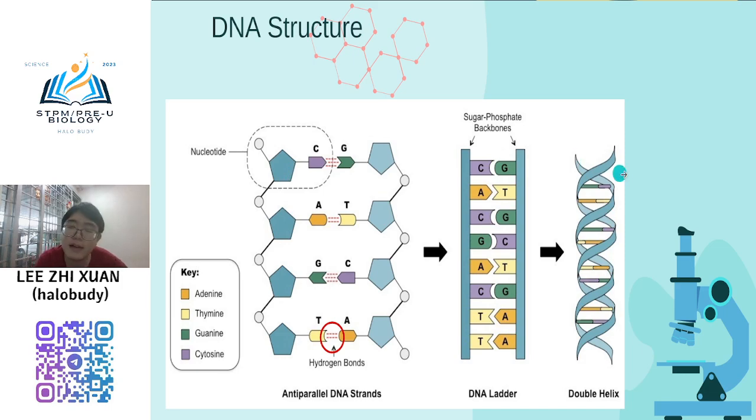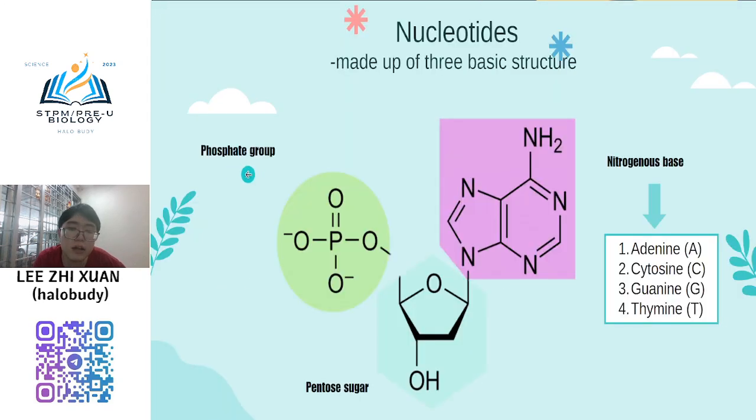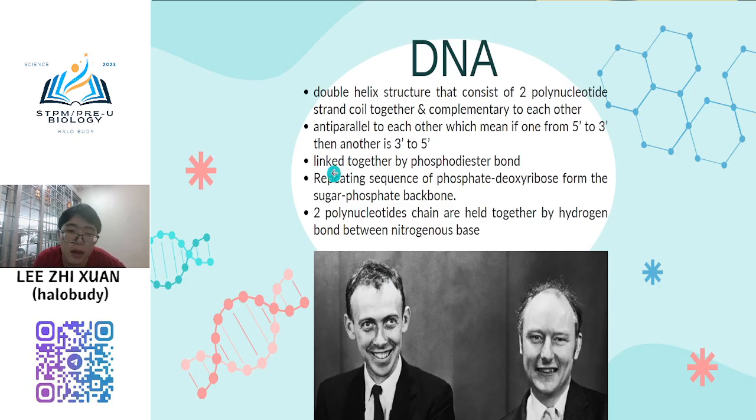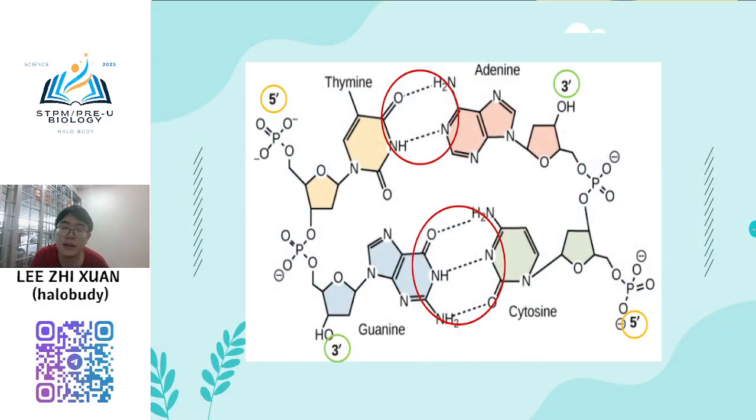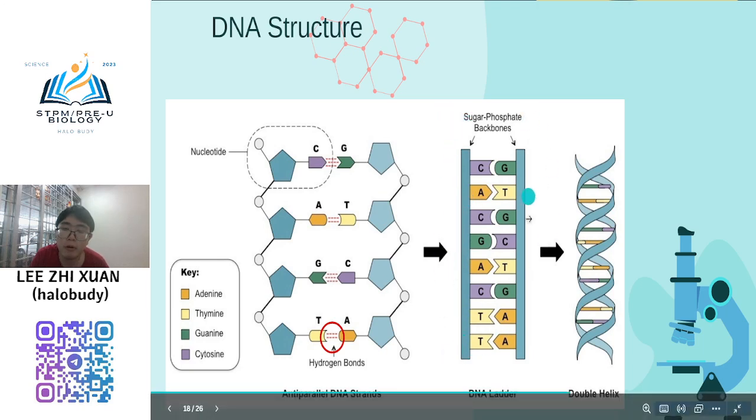Okay, so another thing I need to tell you is that in DNA, the nucleotides are linked together by phosphodiester bonds. And the repeating sequence of phosphate and deoxyribose forms the sugar-phosphate backbone. So like this. This is what we call the sugar-phosphate backbone, like the backbone of the DNA.